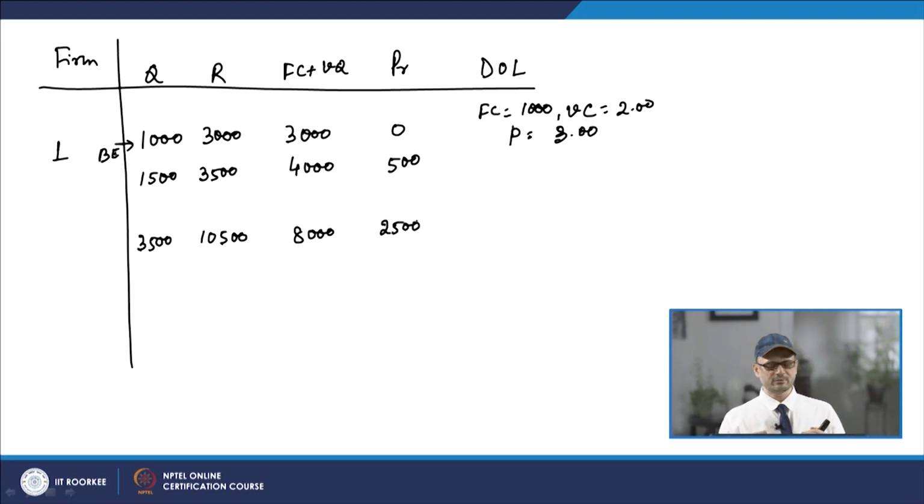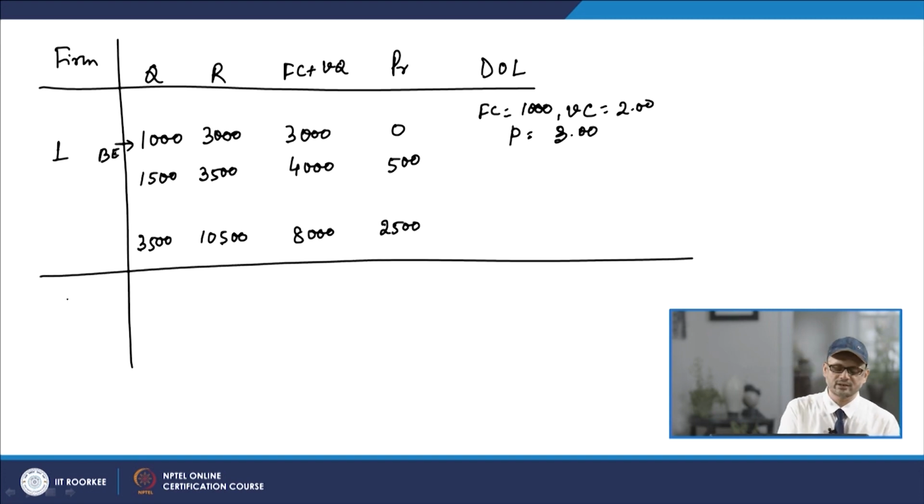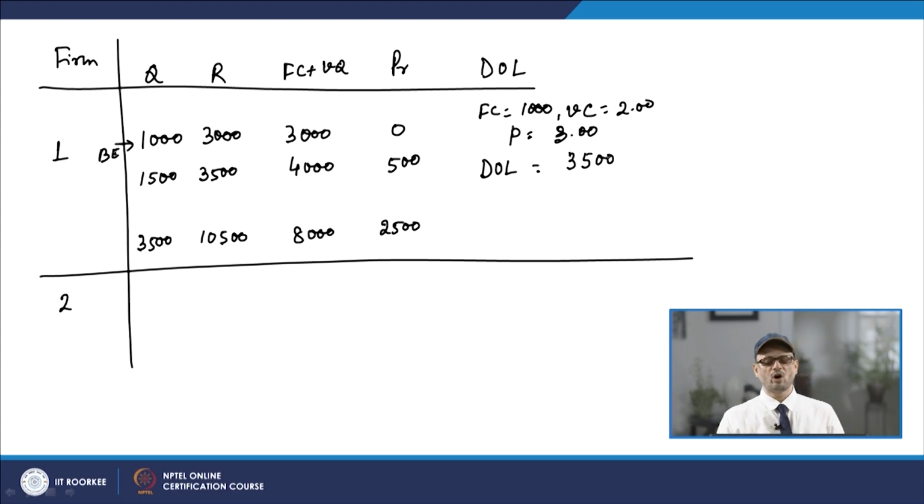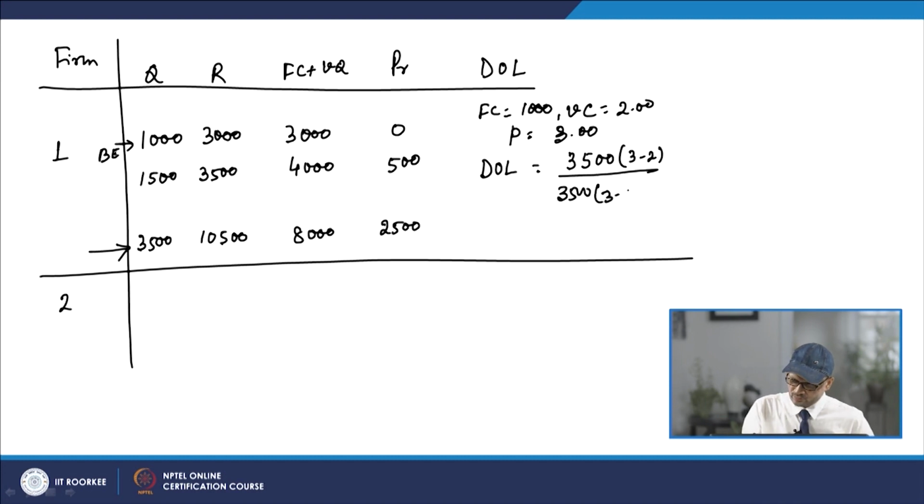Now, what we further see, if you go for the second and find the DOL, degree of operating leverage, for this 3500 units, we find it as 3500 into 3 minus 2, divided by 3500 into 3 minus 2 minus 1000, that is your fixed cost. So, in this case it becomes 1.4.